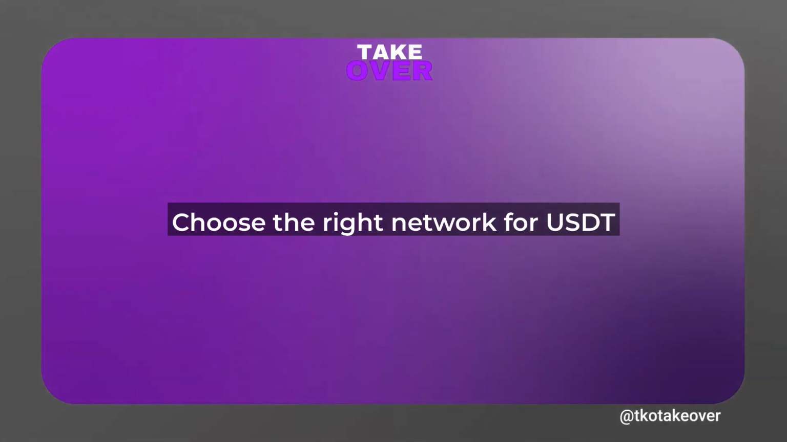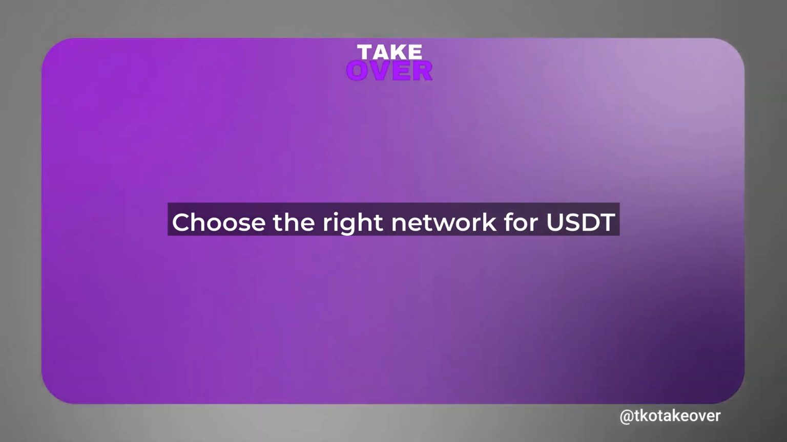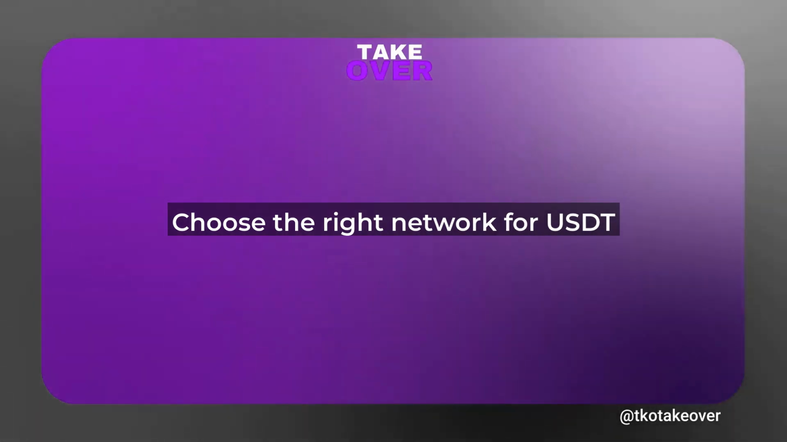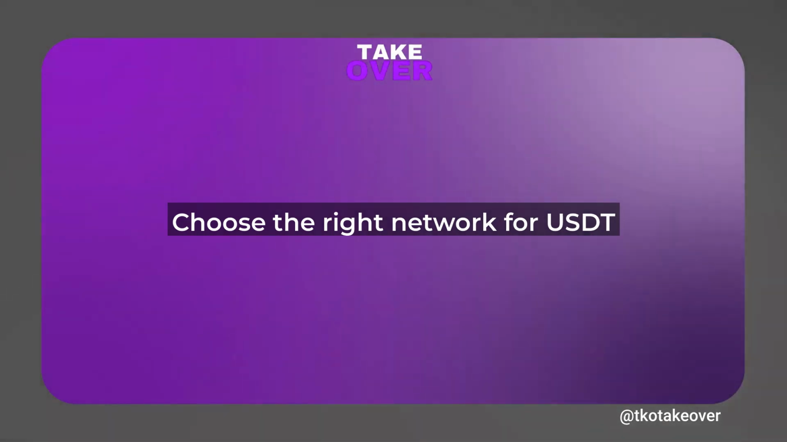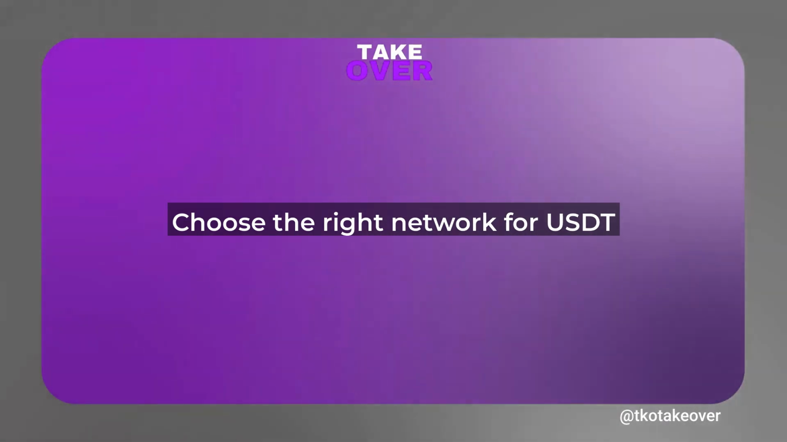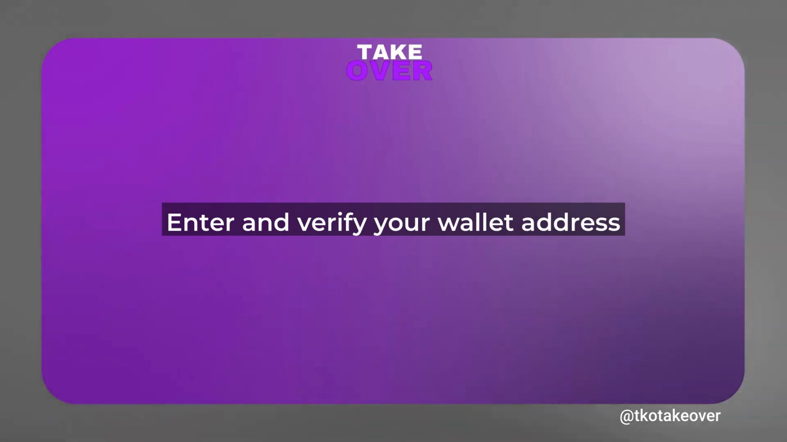Step 2. Select USDT as the cryptocurrency you want to withdraw. This is crucial because you'll need to choose the right network, like TRC20 for faster, cheaper transfers on the Tron blockchain, or ERC20 if you're using Ethereum. Always pick the one that matches your receiving wallet to avoid any issues.